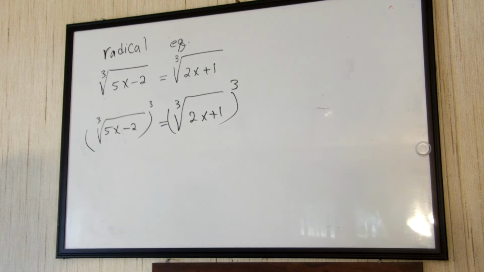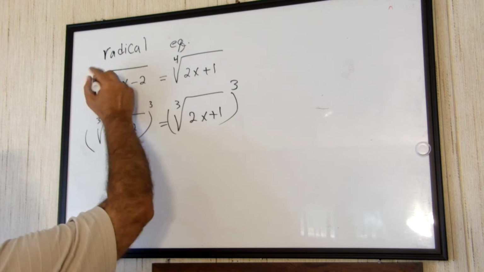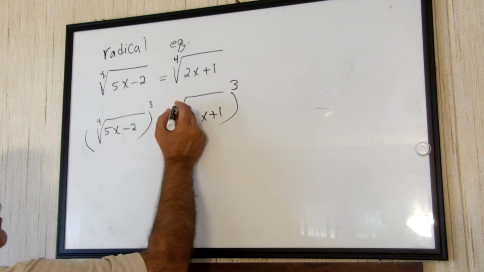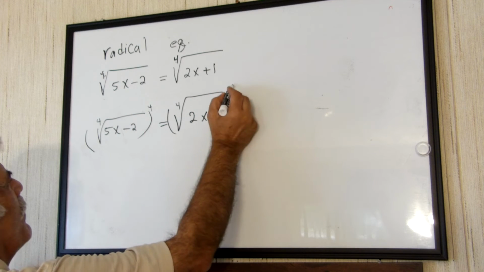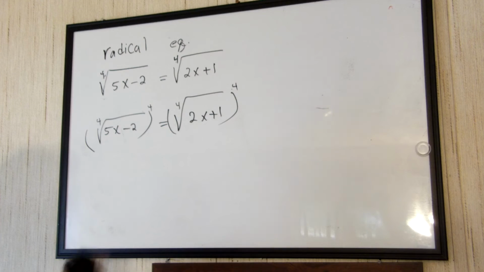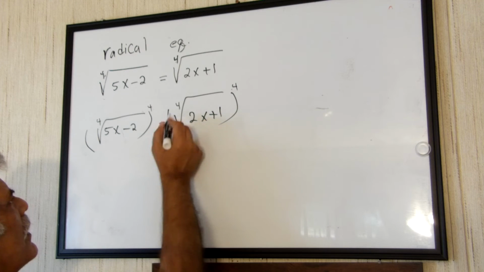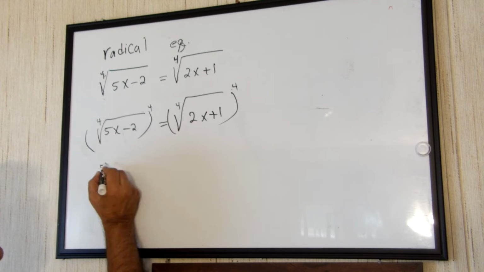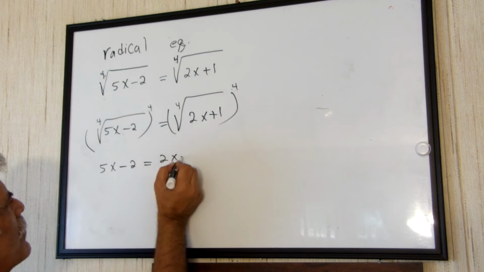Whatever it is, if it's 4, then we raise it to the power of 4, so it can get out of this radical. This one is going to get out of this 2x plus 1. It's going to come out: 5x minus 2 is equal to 2x plus 1.